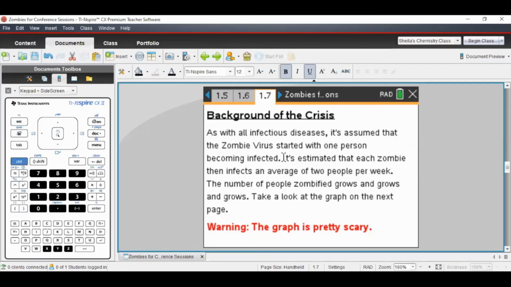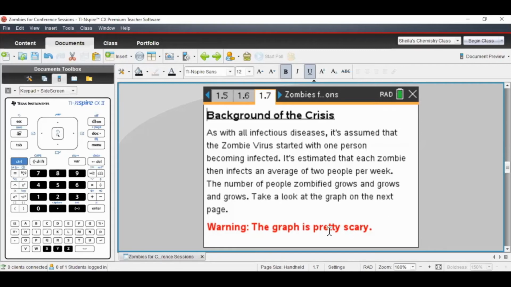So we're just going to make some made up rules basically. It's estimated that each zombie then infects an average of 2 people per week. Okay, so we just arbitrarily made that up. And the number of, another made up word, zombified, the number of people who are zombified grows and grows and grows. So we're going to take a look at the graph.